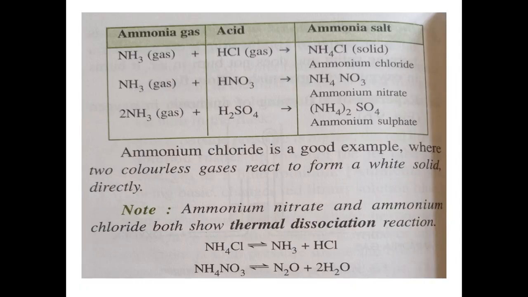Then ammonia gas and acid. What product do we get? We get ammonium salt, and all these reactions are combination reactions because there are two reactants and only one product. So ammonia gas reacts with hydrogen chloride gas to form ammonium chloride, which is a solid. Ammonia gas reacts with nitric acid to form ammonium nitrate, and ammonia gas reacts with sulfuric acid to form ammonium sulfate.